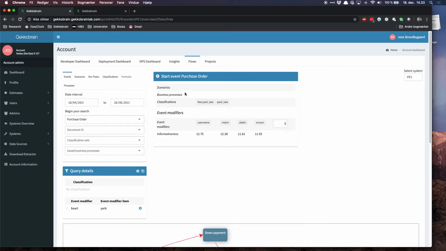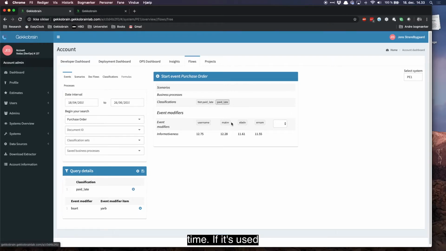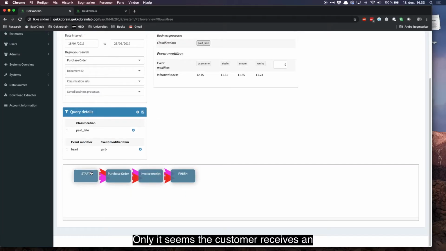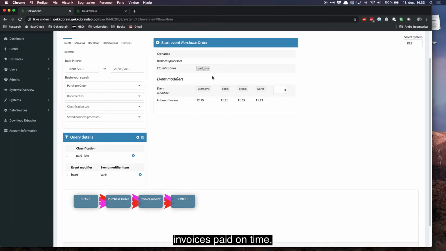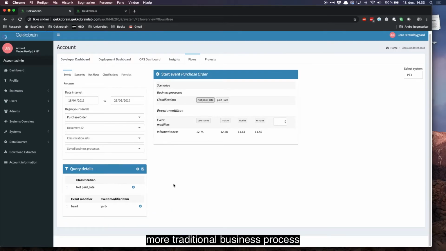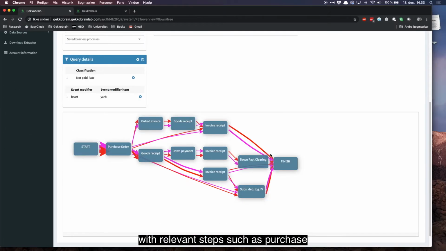which the algorithm then uses to find patterns in the processes. In this case, we have labeled a number of documents as paid late or paid on time. If I choose to see the flow where invoices have been paid late, I see a pretty clean process, only it seems the customer receives an invoice right after purchase order. If instead I choose invoices paid on time, I see a more complex but also a more traditional business process with relevant steps such as purchase order, goods received, etc.